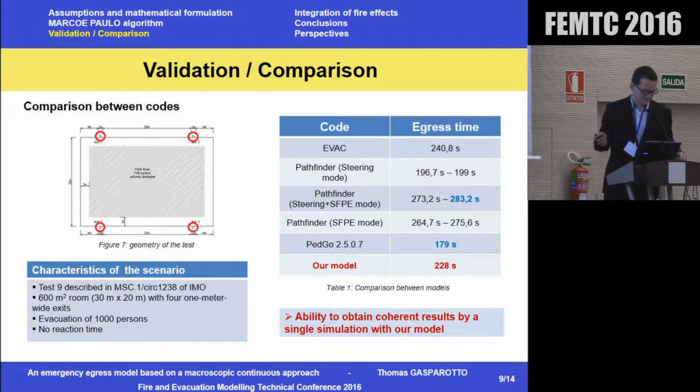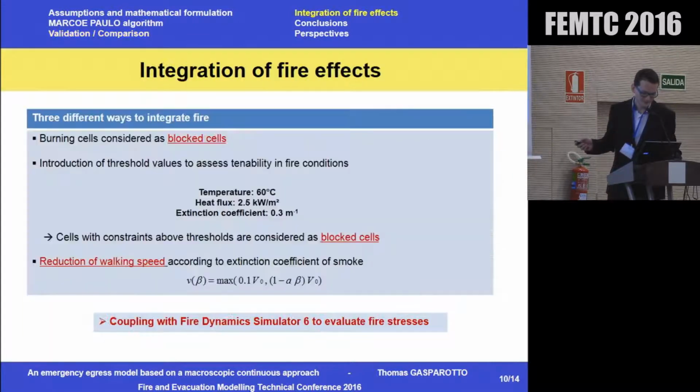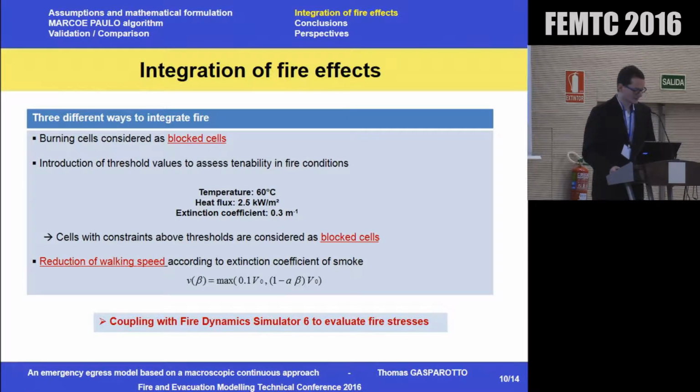So I talked about our pedestrian motion model without fire constraints, and now we are going to focus on integration of fire effects into the model. At this stage, 3 different ways are investigated to integrate fire conditions. Firstly, burning cells can be considered as physical obstacles, which cannot be entered by people.